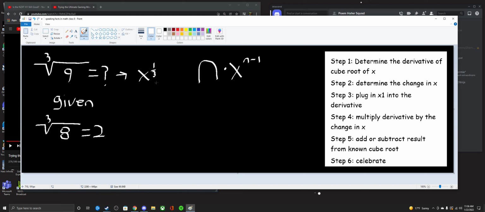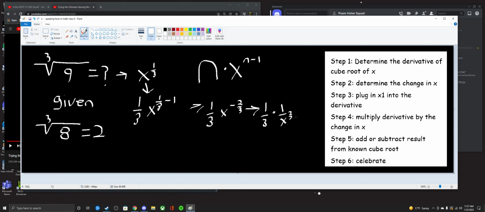So let n equal 1/3. So we have 1/3 times x to the power of 1/3 minus 1. This simplifies out to 1/3 times x to the negative 2/3 power. And when we have a negative exponent, we want to put x under 1, give 1 as a denominator and then get rid of the negative sign. So we have 1/3 times 1 over x to the power of 2/3.